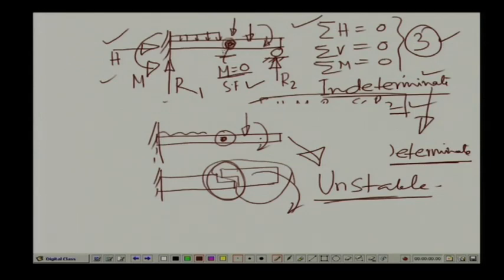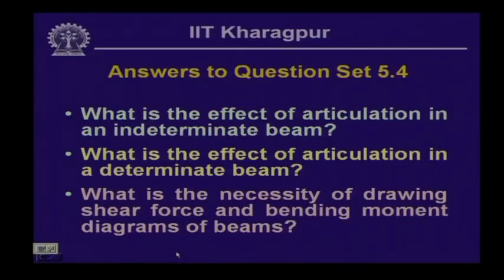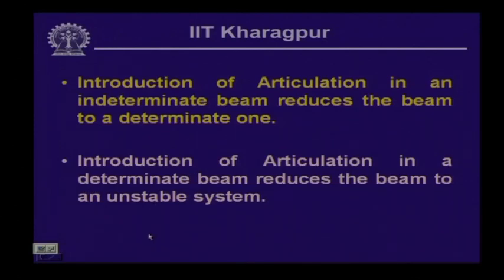So, this is the impact of the articulation. One should be careful that if you have an indeterminate beam, if you introduce an articulation within the beam, that indeterminate beam becomes determinate, or you get an additional equation generated for every articulation you induce. And if you have a determinate beam, if you introduce any articulation, then it becomes unstable. This is what is indicated over here. The introduction of articulation in an indeterminate beam reduces the beam to a determinate one, and introduction of articulation in a determinate beam reduces the beam to an unstable system.